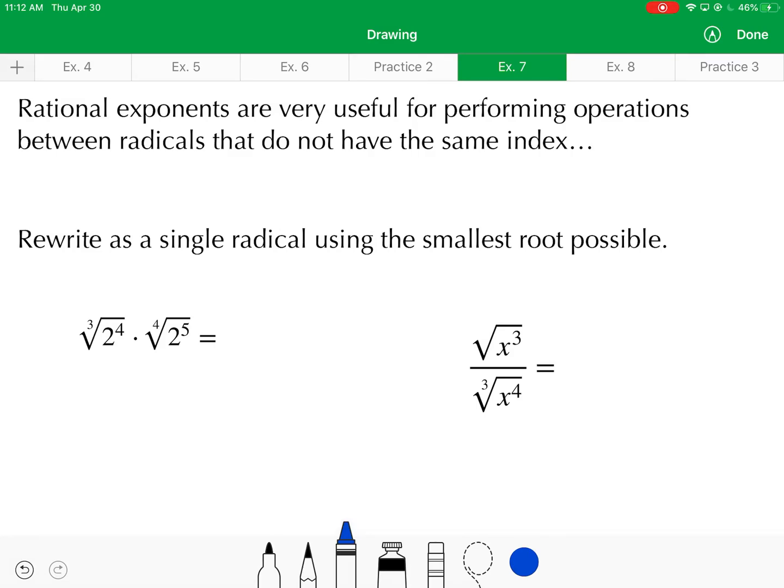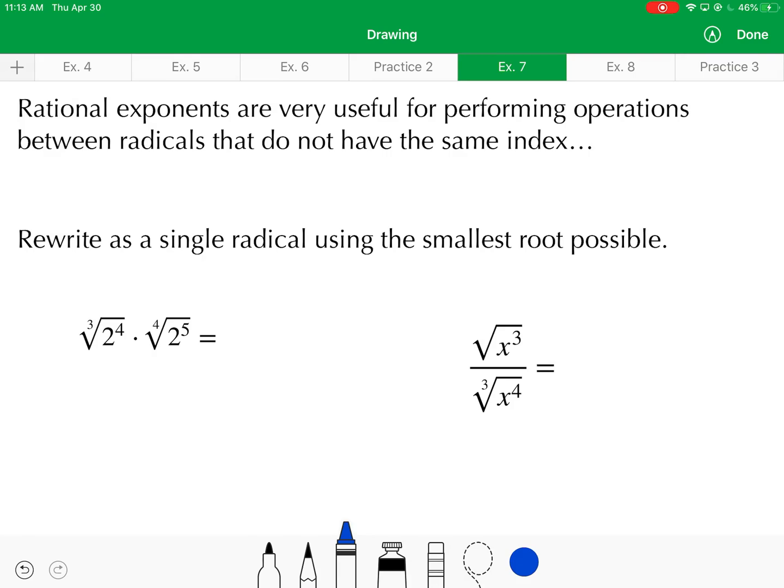Today's going to be our last lesson involving rational exponents. I already alluded to this with a few of our examples yesterday, that rational exponents are very useful when performing operations between radicals that don't have the same index. Okay, so here notice the directions for these two problems. We're trying to rewrite as a single radical using the smallest root possible.